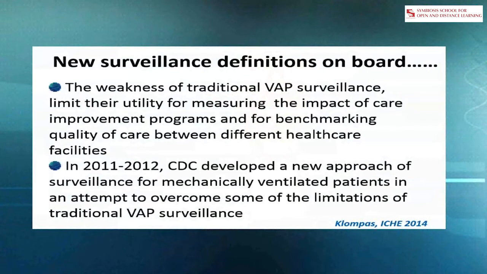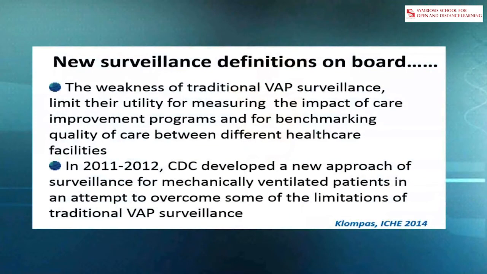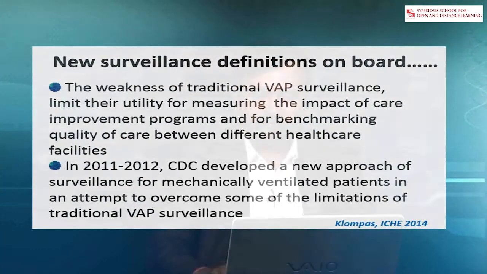The weaknesses of traditional VAP surveillance limit its utility for measuring the impact of care improvement programs, and for benchmarking quality of care between the different healthcare facilities. Basically, one hospital collecting VAP data and the second hospital collecting VAP data, if you want to compare that, there was a huge amount of difference and shortcomings were noticed. So in 2011-12, CDC developed a new approach for surveillance for mechanically ventilated patients in an attempt to overcome some of these limitations of traditional VAP surveillance.